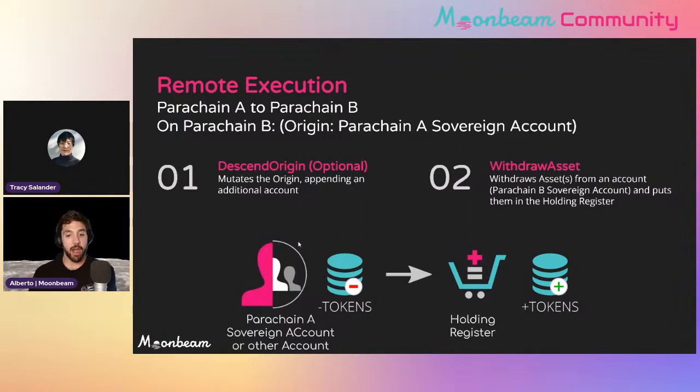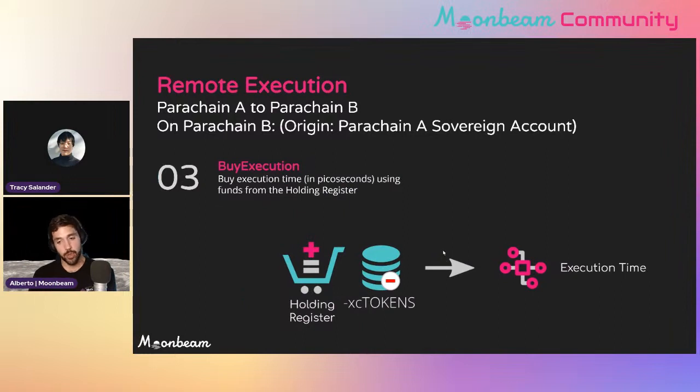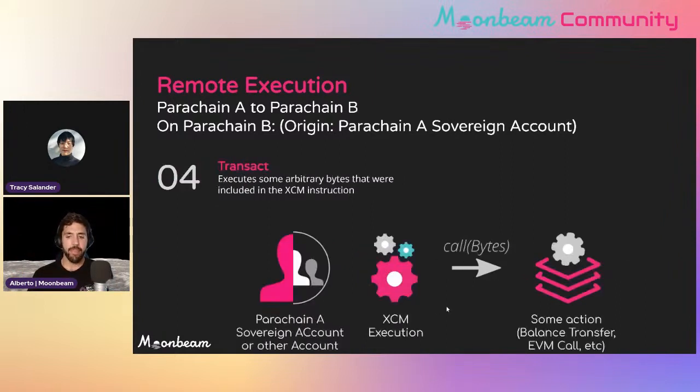And so basically, our account on Astar is going to get these tokens deducted and put them in the shopping cart, because we need to buy execution. Once again, we need to pay for the transaction fees of this cross-chain call using the tokens in the shopping cart. And then we're going to execute whatever bytes you want on the remote parachain.